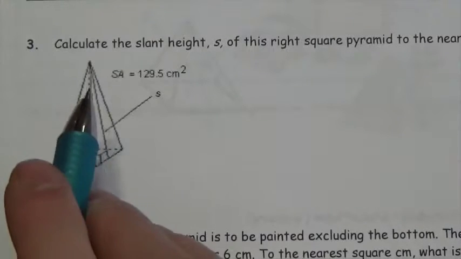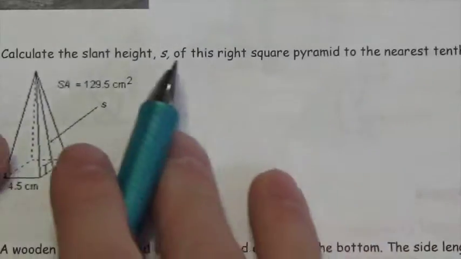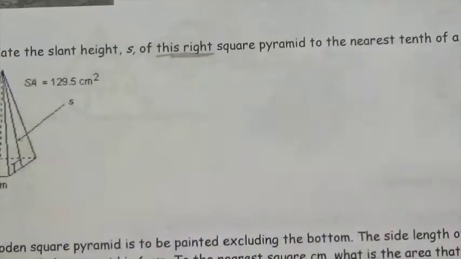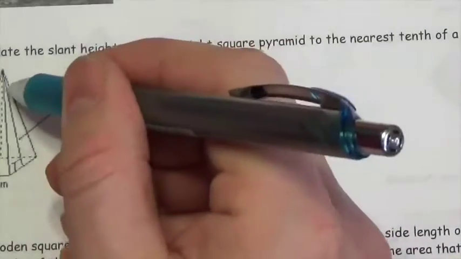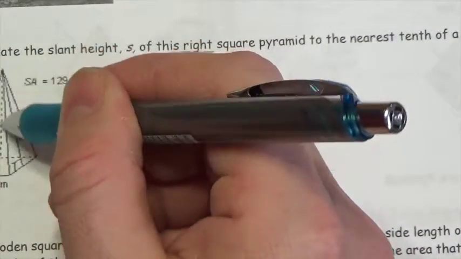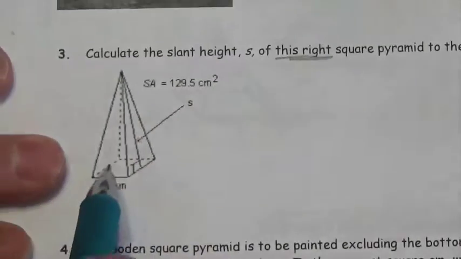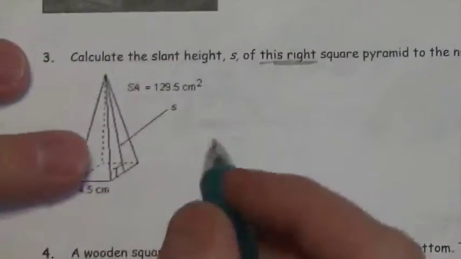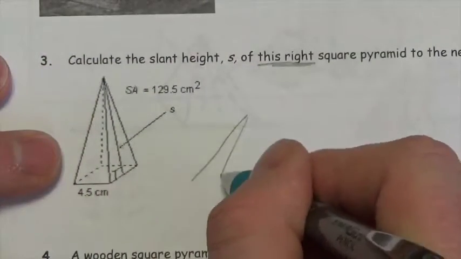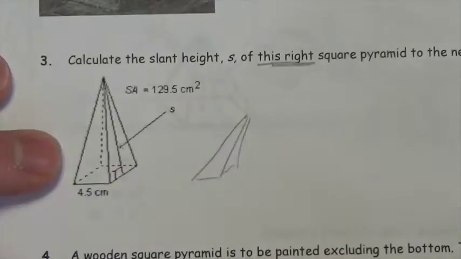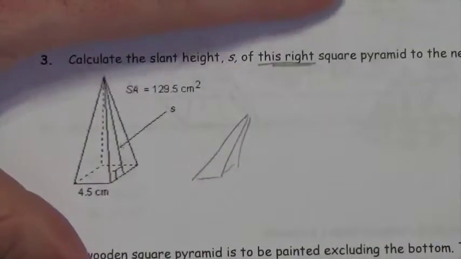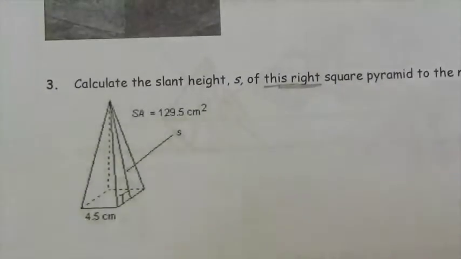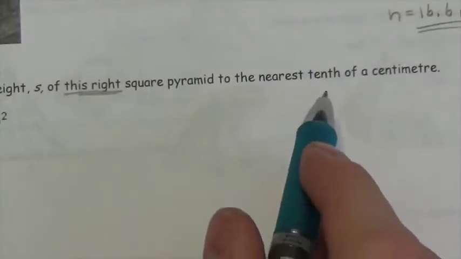Okay, so in this question we're being told to calculate the slant height S of the right square pyramid. Now there's that word right. Essentially what that means is that the apex right there is directly above the center of the square there. So it's not off to the side. It's not like you've got a pyramid that's doing something like this, which is totally possible, but that's not what we're talking about. So I don't want you thrown off by that word right. Okay, so this right square pyramid, to the nearest 1/10 of a centimeter.